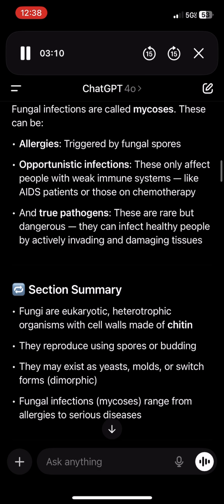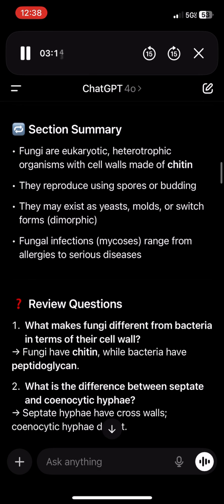Section summary. Fungi are eukaryotic, heterotrophic organisms with cell walls made of chitin. They reproduce using spores or budding. They may exist as yeasts, molds, or switch forms, dimorphic. Fungal infections, mycoses, range from allergies to serious diseases.